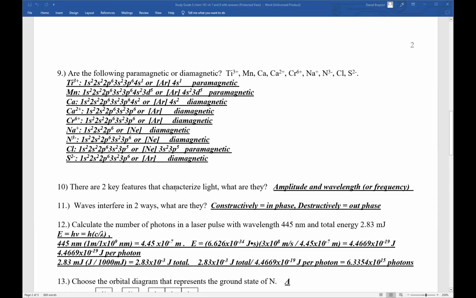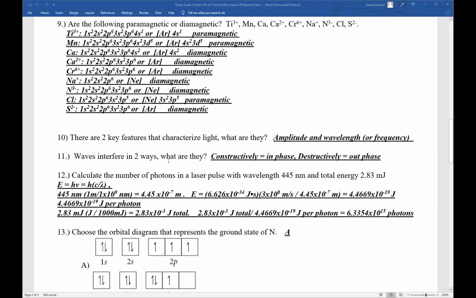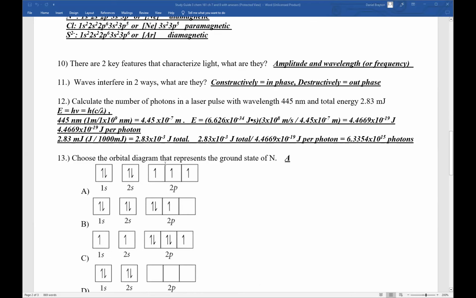10 is light, which we had on the last test. So we can actually skip those: 10, 11, and 12.